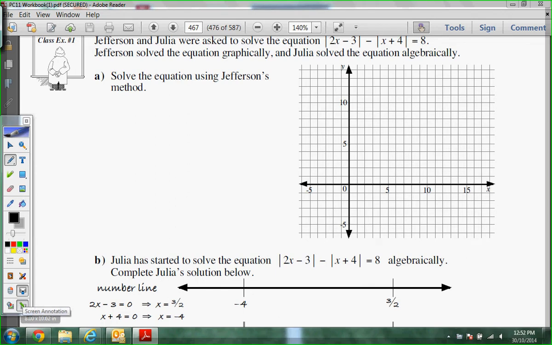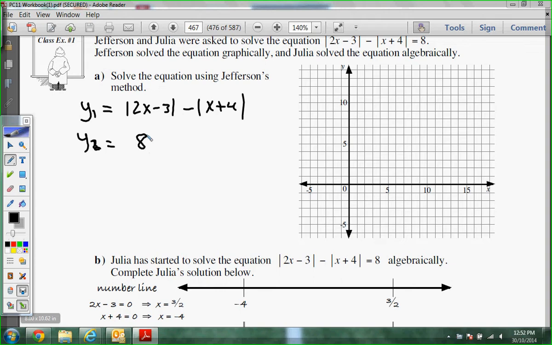Okay, so Jefferson and Julia were asked to solve the equation. Jefferson solved it graphically. Julia solved it algebraically. So first off, with Jefferson, he put it in the calculator. I went ahead and put, you can do this, y1, you can put the 2x minus 3 minus x plus 4, and in your y2, you can put just the 8.